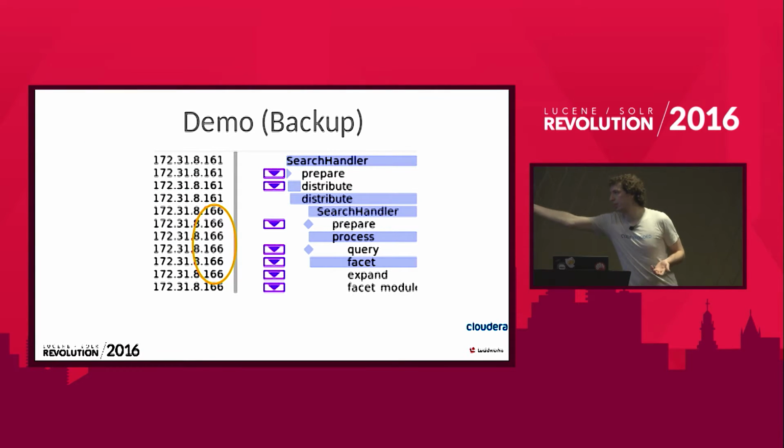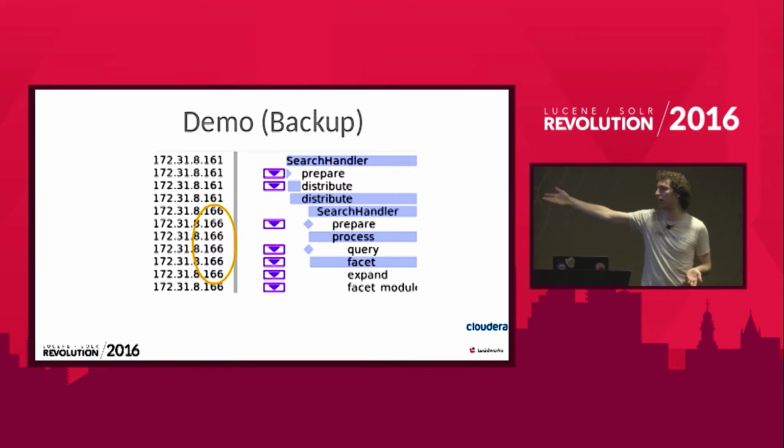Yeah, so here we can see the facet method took a long time. We can identify 166 as the slow server, happy ending to the diagnosing story.